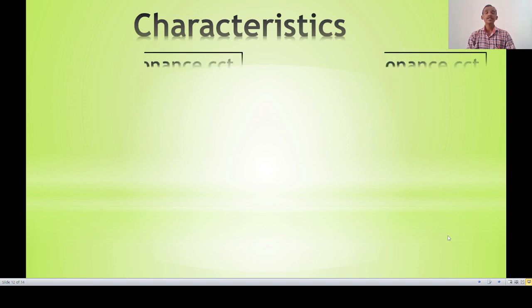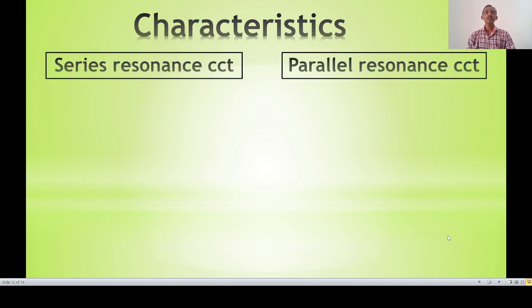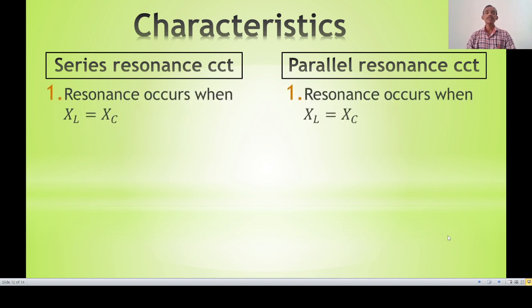Now, we can discuss the characteristics in a summarized manner, summarizing the series resonance circuit and the parallel resonance circuit. First characteristic of the series resonance circuit: resonance occurs when XL is equal to XC, or in other words, XL minus XC is equal to 0, or the net reactance of the circuit becomes equal to 0. This is the condition for resonance.